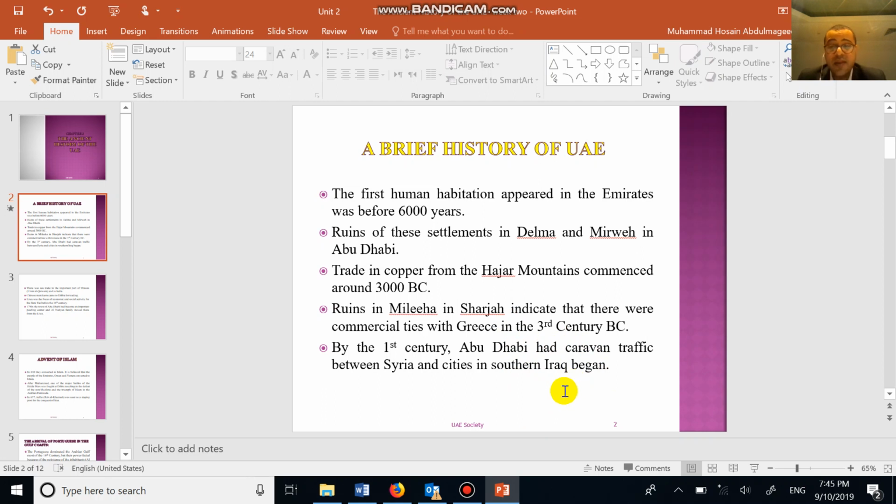What do you think they actually sold? They sold, let's say, agriculture products. Maybe camels, goats, and for sure fish and pearls, because UAE has always been famous for pearls and fishing.